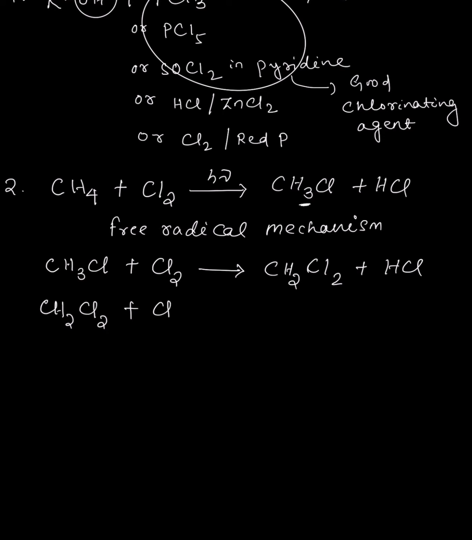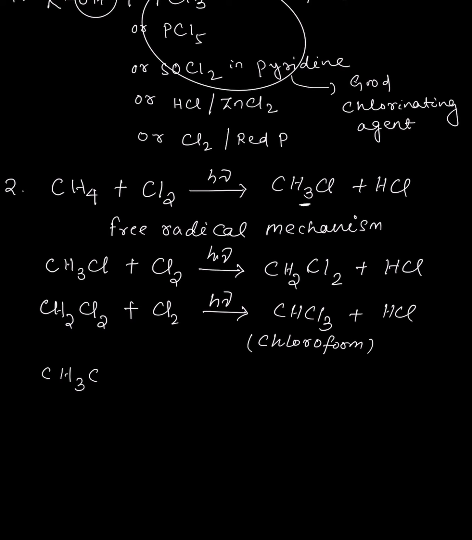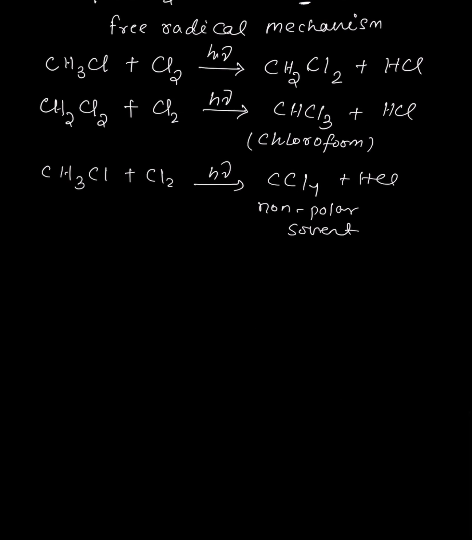Again, dichloromethane will react with chlorine in presence of sunlight to give trichloromethane, which is also known as chloroform. Then chloroform will further react with chlorine in presence of sunlight to give carbon tetrachloride. It is tetrahedral in structure and a non-polar solvent. The reaction will not continue further because all the hydrogens are replaced by chlorine atoms.